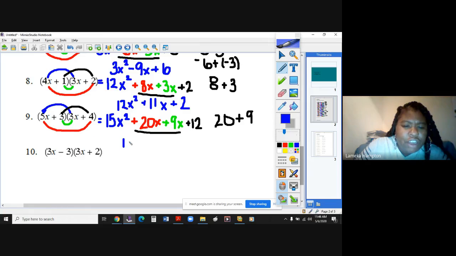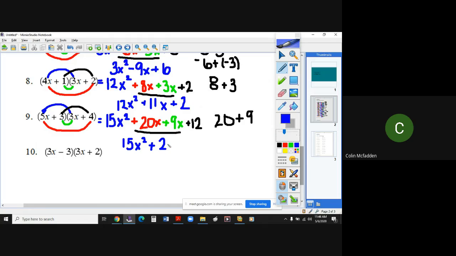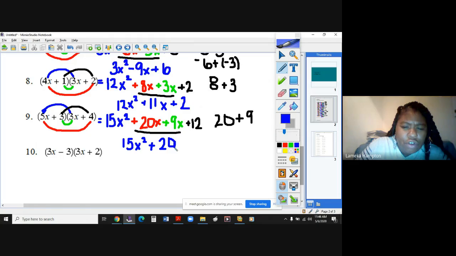So my final answer is going to be 15x squared plus 29. Ooh. Uh-uh. Now you know that's unacceptable. That's an unacceptable 9. All right. 15x squared plus 29x plus 12. All right. We got 4 minutes left. Let's see if we can do this last problem in under 4 minutes.